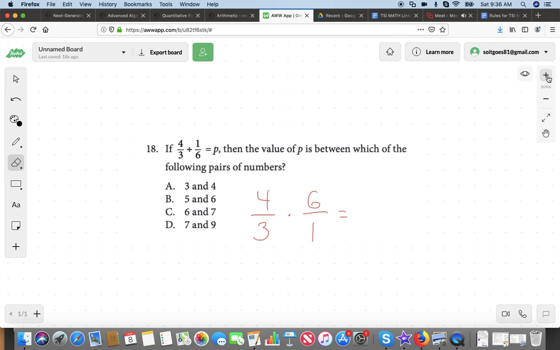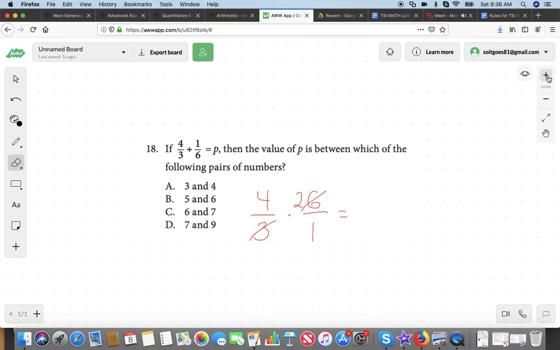3. Yeah, and what does the 6 become? 2. You're right, it's 2. 6 divided by 3, and 6 is in the numerator, and divided by 3 is just going to be 2. So we're left with a 2 in the numerator. Does that make sense? Yes. Okay, we can do that.